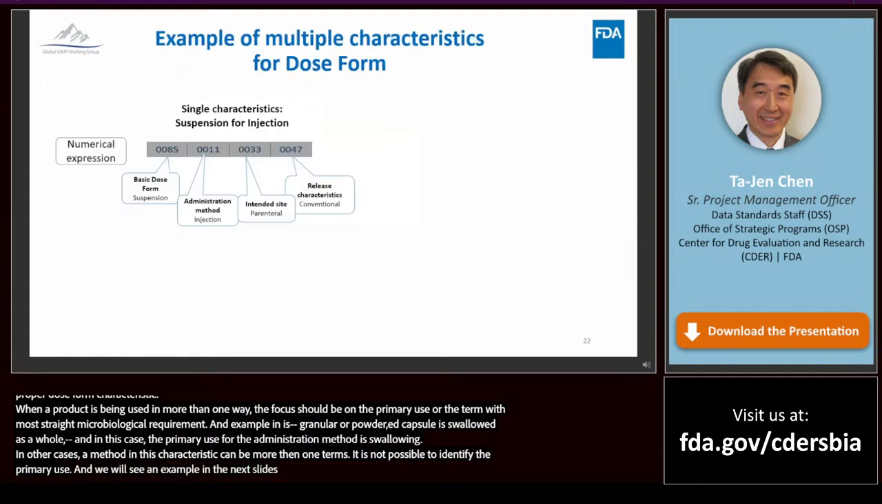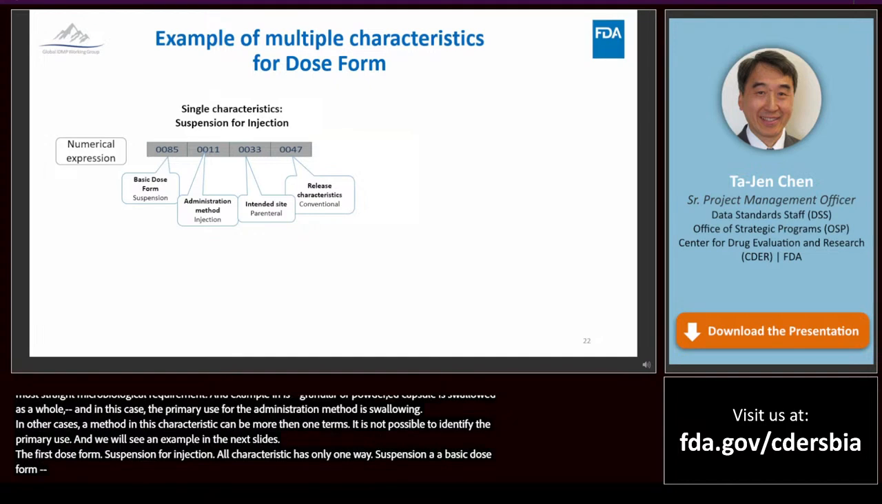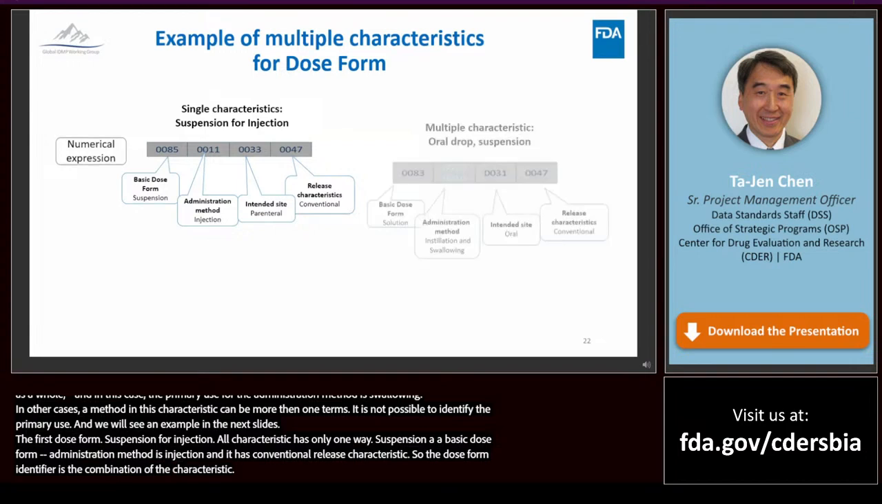The first dose form, suspension for injection. All characteristics have only one value. Suspension as a basic dose form, intended site is parenteral, administration method is injection, and it has conventional release characteristic. So the dose form identifier is the concatenation of the characteristic codes 0085, 0011, 0033, and 0047.